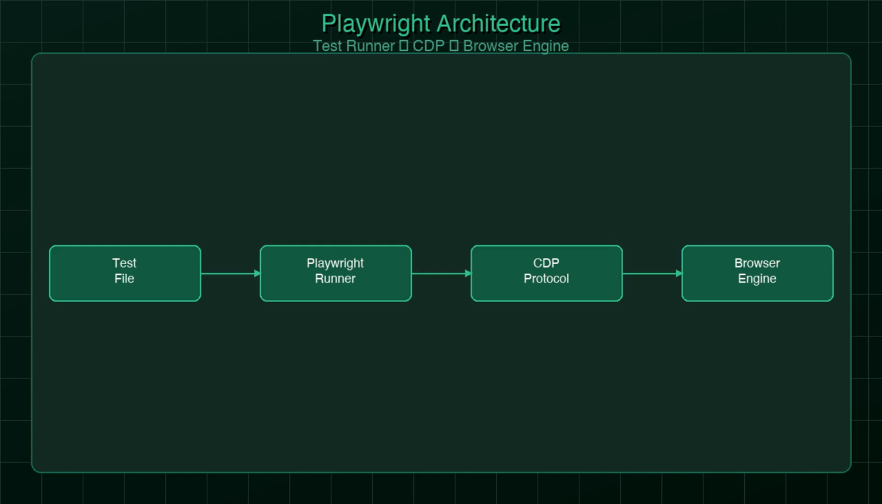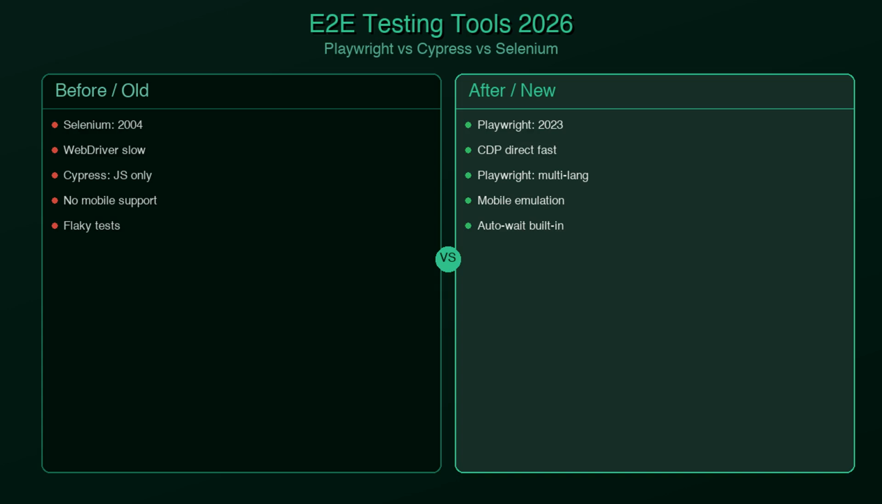The strength: it works with every browser in every language: Java, Python, C#, Ruby, JavaScript. Selenium is the lowest common denominator, and that universality matters for legacy enterprise environments. The weakness: that protocol layer adds latency, flakiness from async timing issues, verbose boilerplate just to click a button. Setup complexity that discourages writing tests in the first place.